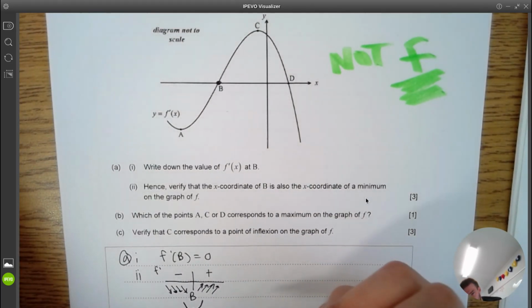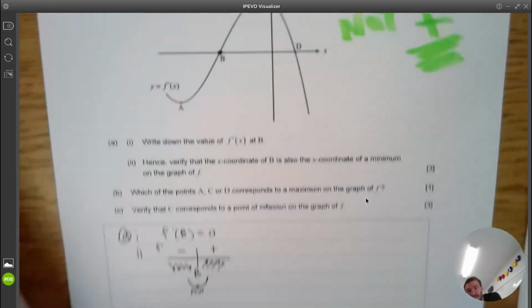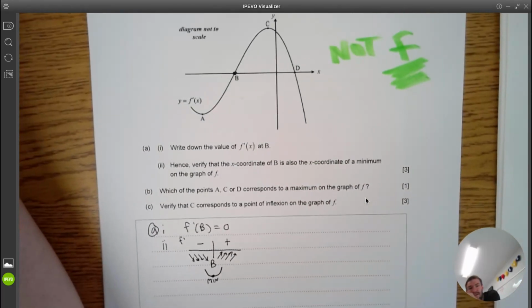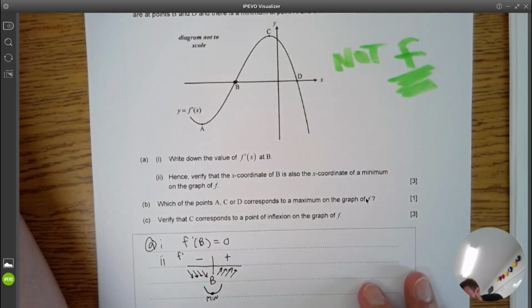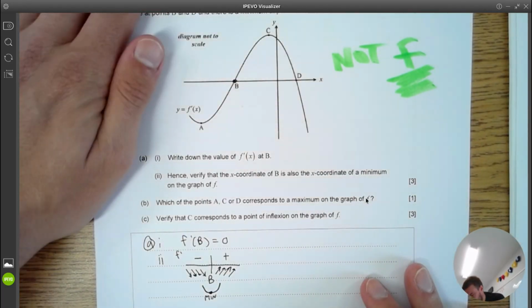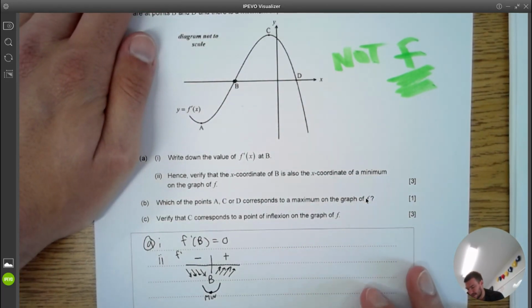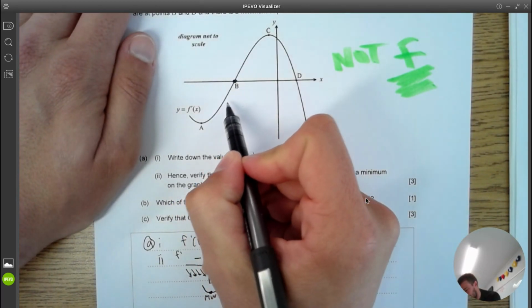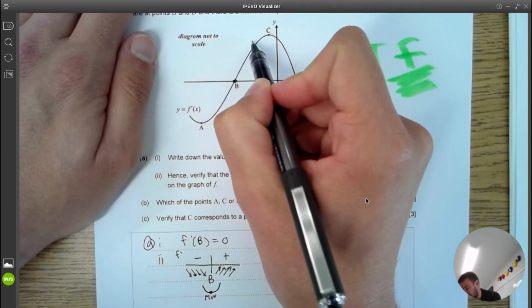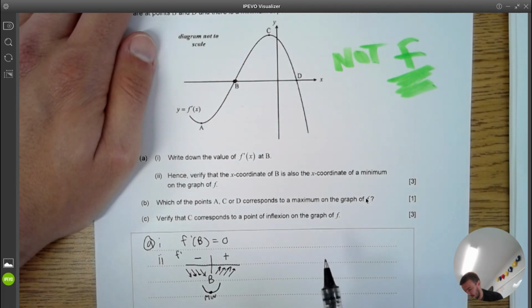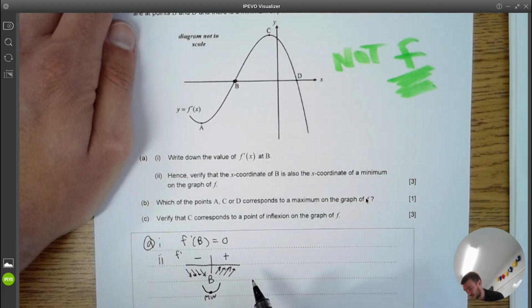This is a little rough, I guess I need to do it a little bit better. Not quite sure how I can get all this together. I think that works fine for verifying that it is a minimum. I'm definitely going down before, going up after, and that makes it a minimum. And I think I feel pretty good about part 2.